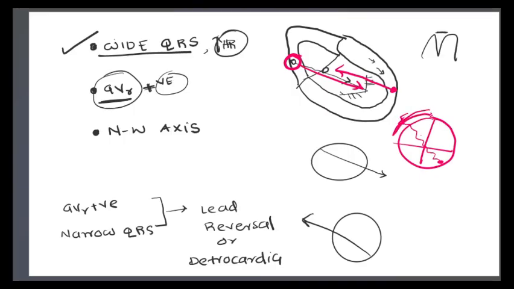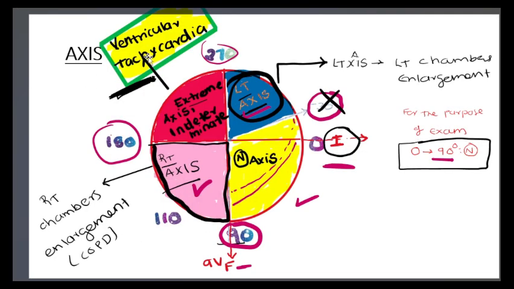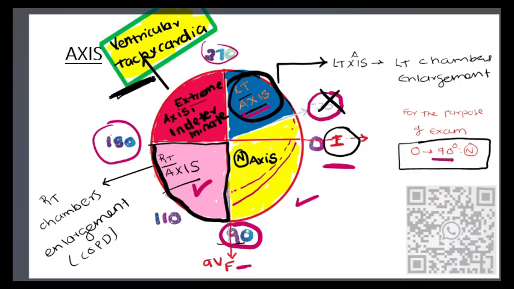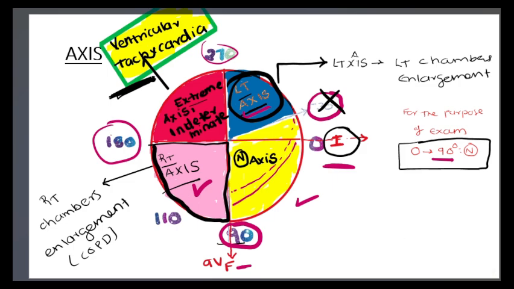And which quadrant is it? This one. This is the upper right quadrant, and that belongs to which axis? We have discussed this already. It comes in the extreme axis or indeterminate axis. So in all ventricular tachycardia, you will have extreme axis deviation. You don't need to do the R minus S here. If it is VT, directly select the option extreme axis.